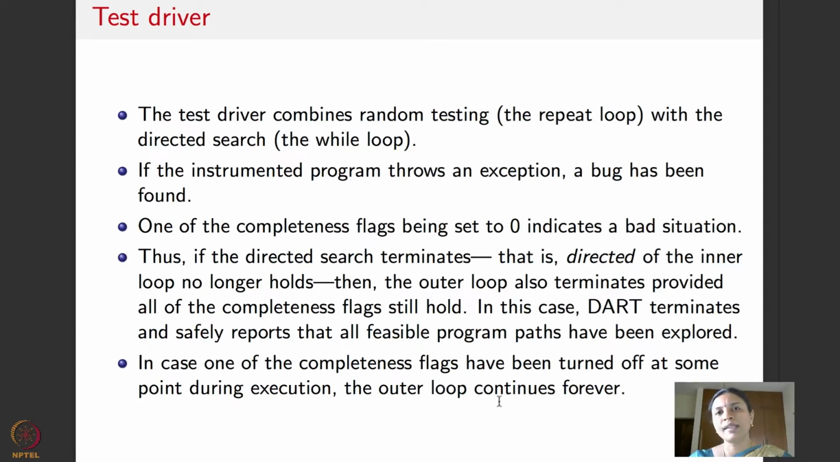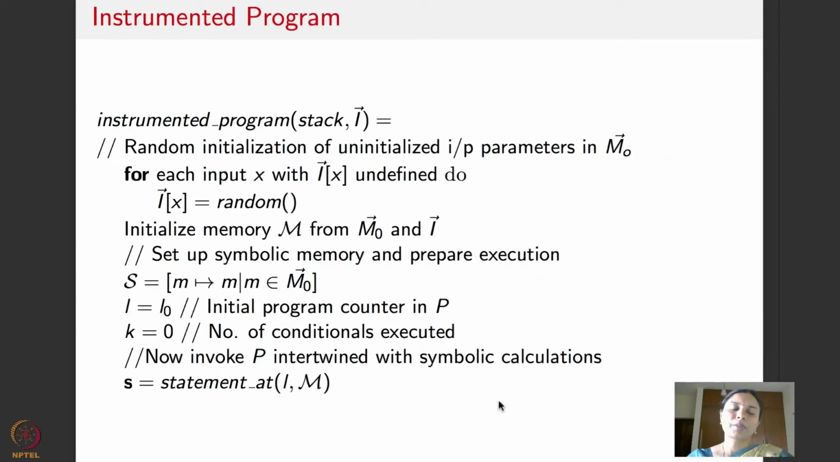So there could be 3 options. Dart will explore all possible program paths successfully. Dart will find an error and stop, saying that I found an error, or Dart can run forever. That's not too surprising because it's a program analysis tool, and the problem that it's trying to handle, which is exploring all program paths, is in general an undecidable problem.